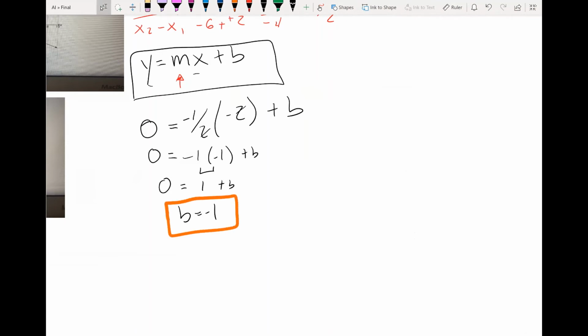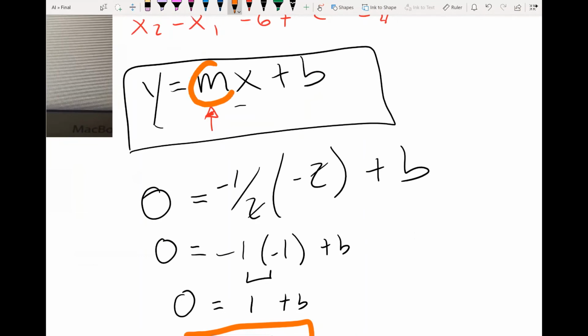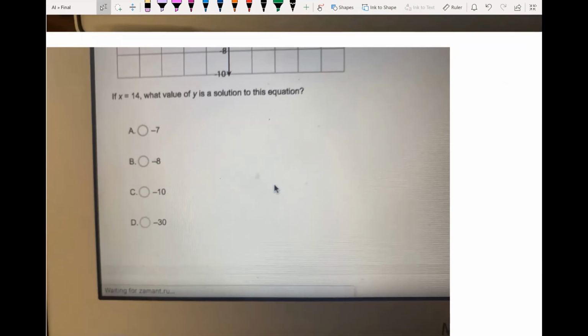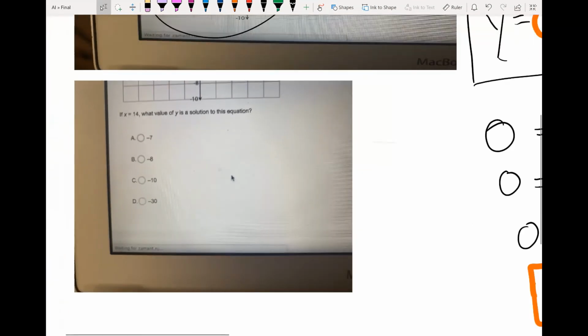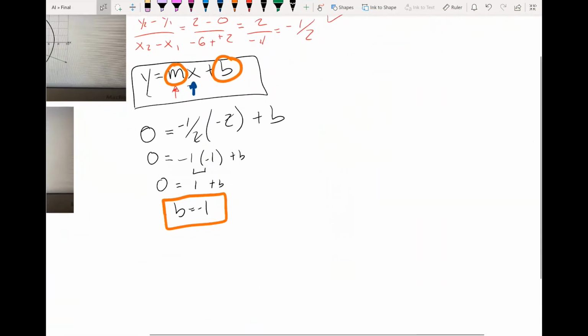Highlight that. So now in our equation we have m and we have b. Now if you look back to the question, if x is equal to 14, what value of y is the solution to this equation? So that's easy. It's going to ask us to plug in an x. And once we have three variables, we can solve for y. So let's just plug everything in.